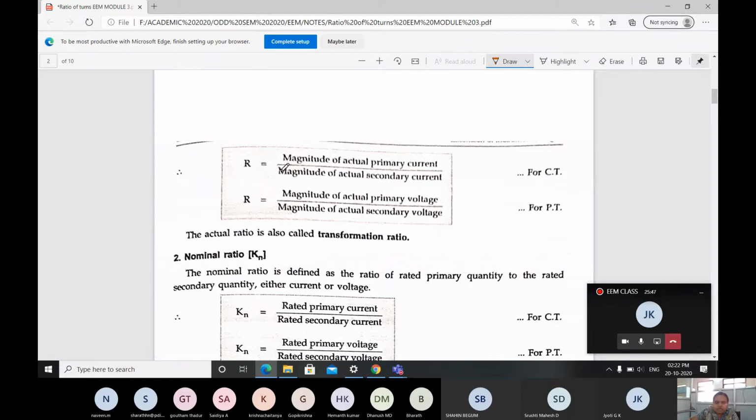R is going to be taken as the magnitude of actual primary current divided by the magnitude of actual secondary current in terms of a current transformer, and R is defined in terms of a potential transformer as the magnitude of the actual primary voltage to the magnitude of actual secondary voltage. This actual ratio is also called the transformation ratio.